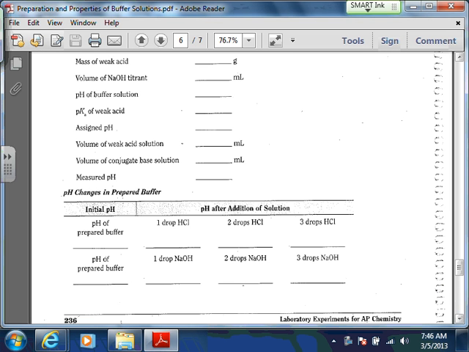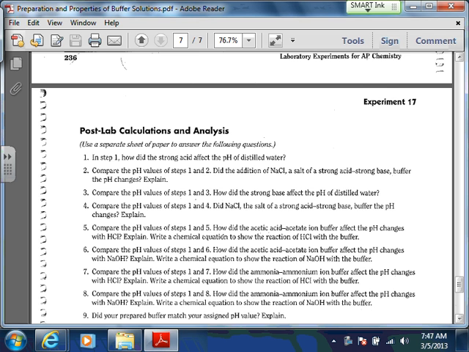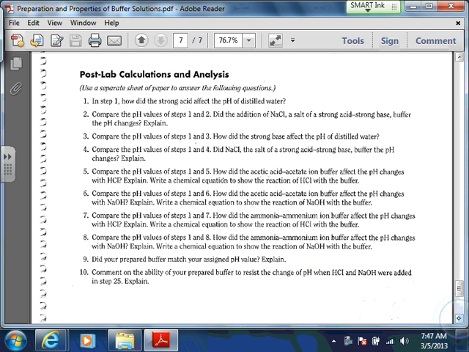Once you figure out the volume of your weak acid and conjugate base that you need to put in there, you're going to actually do it, and then you're going to measure it with the pH meter and see how close your measured pH comes to the assigned pH that I gave you up here. Okay? And so hopefully that makes sense, and hopefully you get pretty close to the calculation, or the pH that you're supposed to have there.